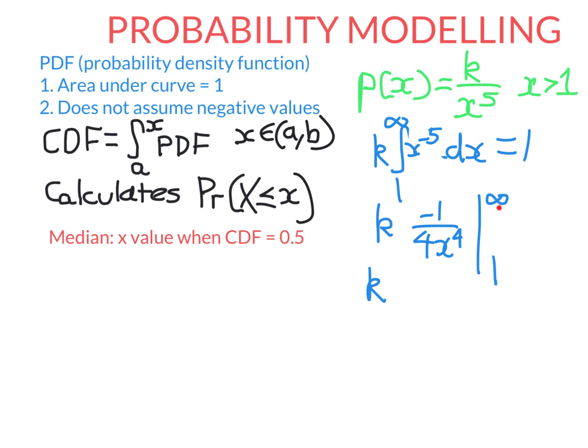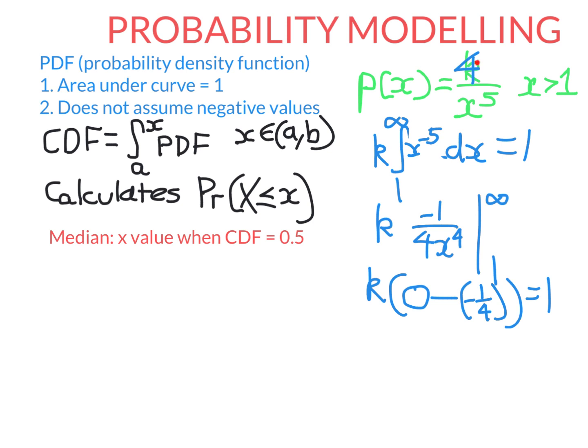Here I have to substitute infinity. Really what I'm finding is the limit of this function as x approaches infinity. Now if you have negative 1 divided by infinity, it actually gets closer and closer to 0. As x gets larger and larger, approaching infinity, this will approach 0. Then I need to subtract the function evaluated at 1. At 1, it'll be negative 1 over 4. So what I have is k times 0 subtract negative a quarter equals 1. Solving that equation just gives me that k equals 4.